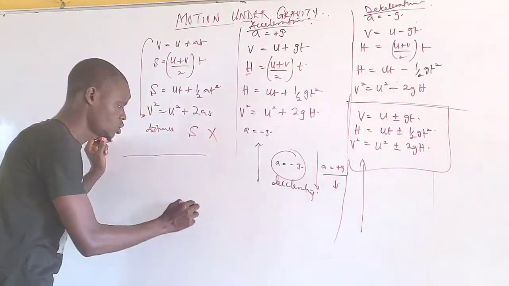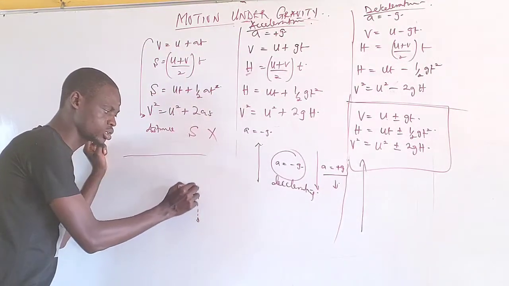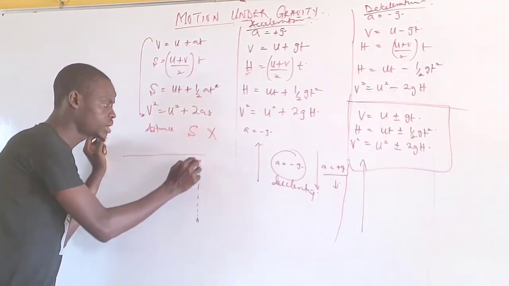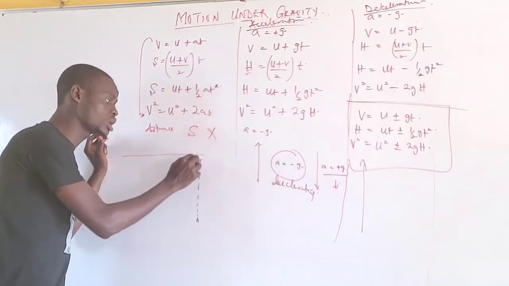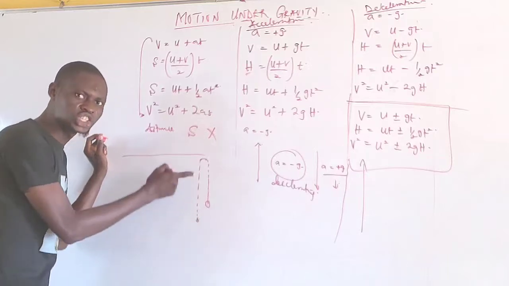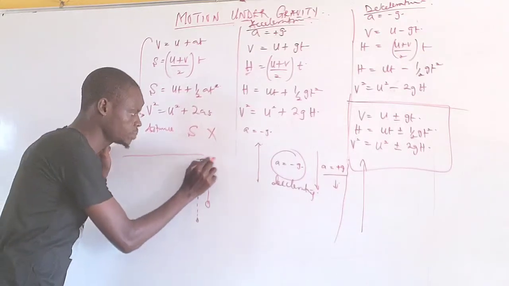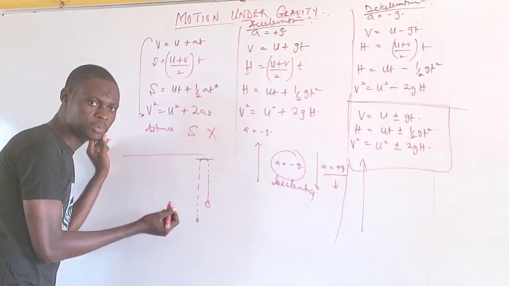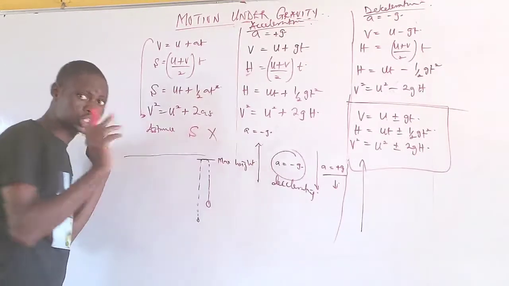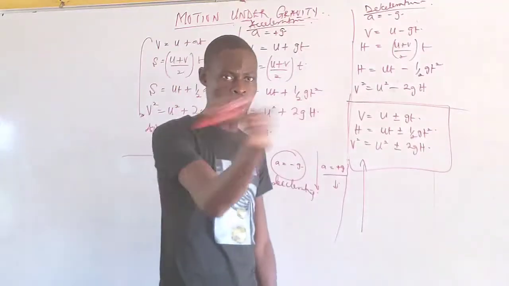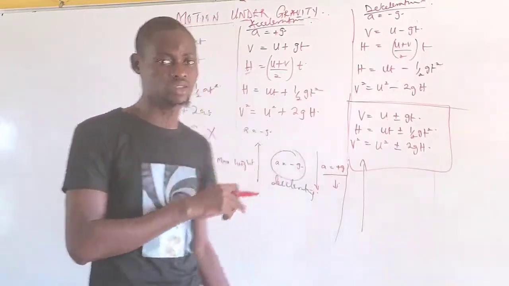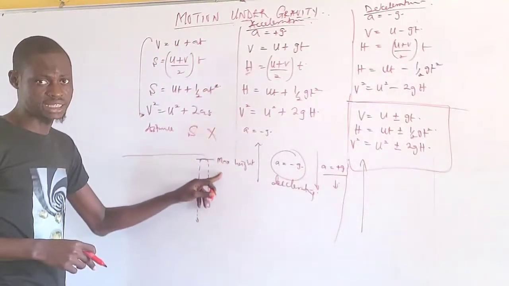Now, what are the major things that you might be asked to find? Let me assume that we have a body like a stone that is thrown upward. Are you getting what I'm saying now? When the body is thrown upward, it will get to a certain point at which it will tend to drop back to its initial position. The point at which the body starts to drop down, we take as the maximum height. That is the maximum position that the body can get to before it comes back down to its initial position.